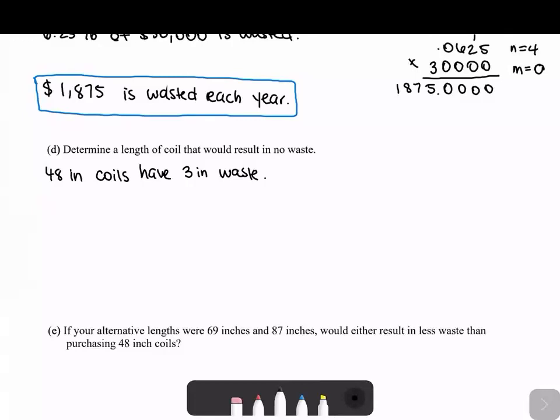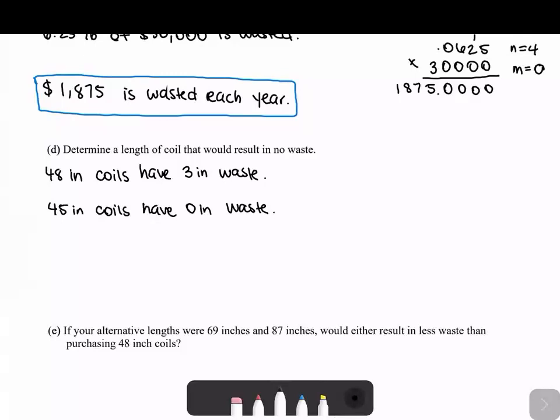So what's a really easy way to take a 48-inch coil with 3 inches wasted and make it a different length with no waste? Well, if you have 3 inches of waste and you want 0 inches of waste, what do you do? You subtract 3. So this tells us that if we take a 45-inch coil, they have 0 inches of waste. So this is a length of coil that has no waste.